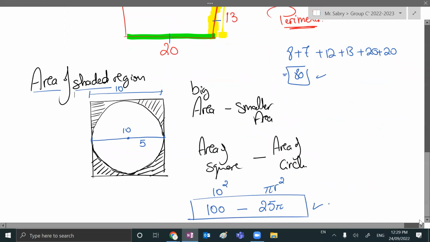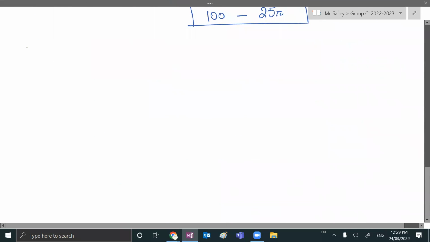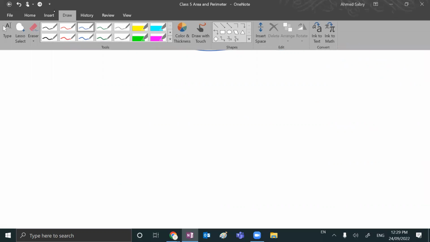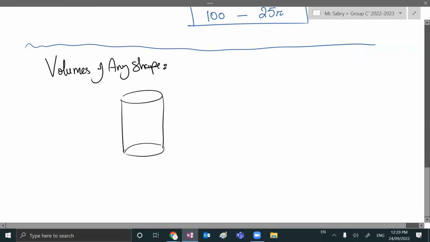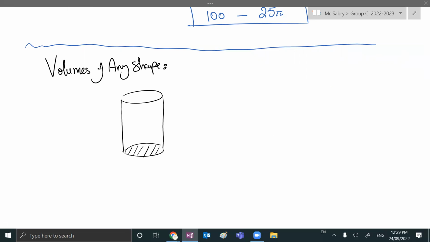Because we've explained the areas, I can quickly give you the volumes as well, because the volumes of all shapes are based on the area. So if you do know the area quite well, you can easily get the volume of any shape. For example, if we're talking about a cylinder, it is a 3D shape that looks like a pipe or a glass. So the base of the shape here is not just a line. The base of the shape is an area. The base of this cylinder is not just a line, it's a circle.